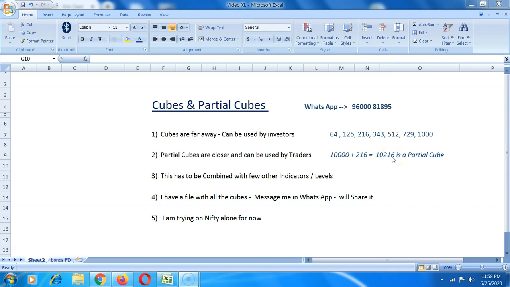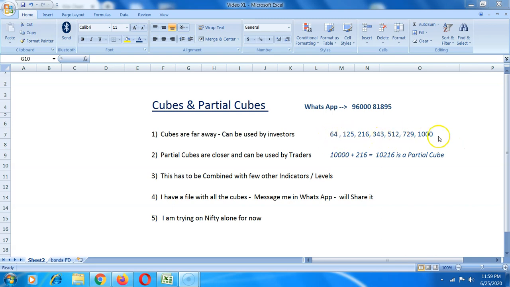So I started seeing if as a trader I can put it to good use during my intraday trades. That seems to be decently helping out. I will show you on today's expiry day how Nifty moved and how this could have been pretty helpful. So this is 10,216, which is a partial cube. Similarly, 10,343 is a partial cube, 10,512, 10,729. 10,000 plus 1,000 becomes 11,000, which is again a round number.